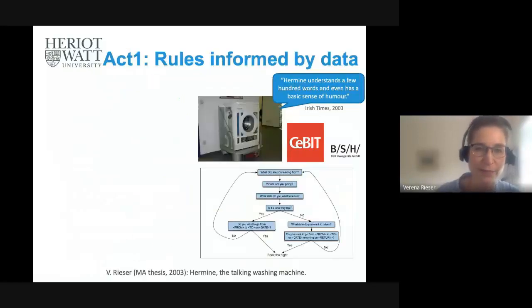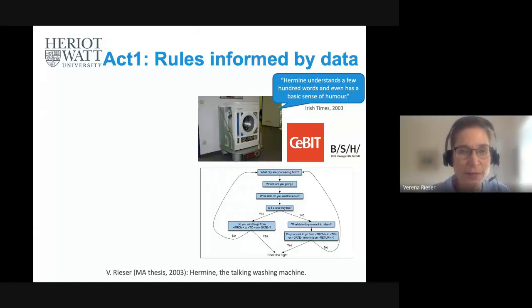So my very first system was a rule-based system. As I said, that's what used to be the state of the art in like the early 2000s, 1990s. And this is still very much used in a lot of commercial applications because it's very easy to control and quite easy to build for a specific domain. So the way you build it is you basically write a lot of rules, which you can represent as flowcharts, which you then implement into code.